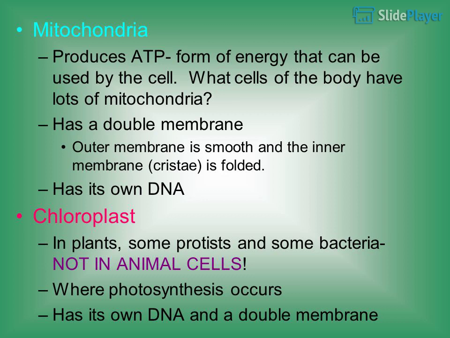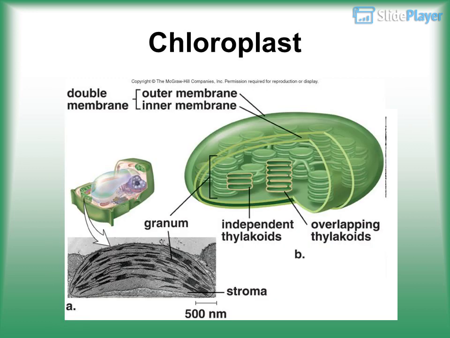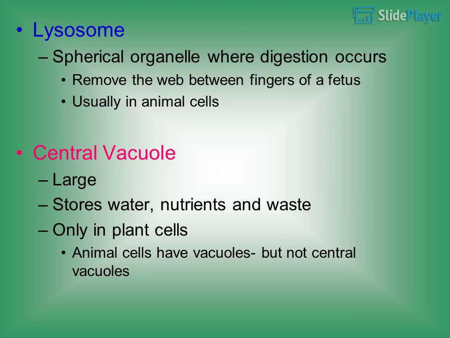Chloroplast. In plants, some protists and some bacteria, not in animal cells. Where photosynthesis occurs. Has its own DNA and a double membrane. Mitochondria. Chloroplast. Lysosome: spherical organelle where digestion occurs.